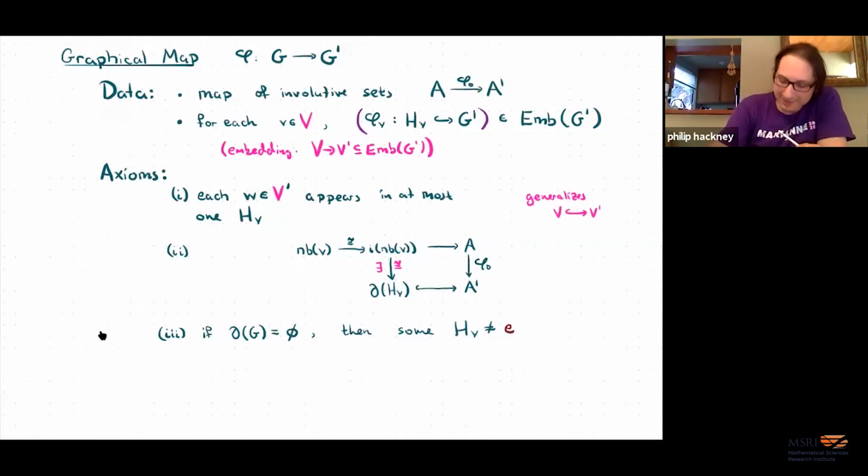And the last condition is a collapse condition, and I'll give a picture on the next slide. So this says if the boundary of your domain is empty, then you can't send every vertex to just essentially an edge in the target.